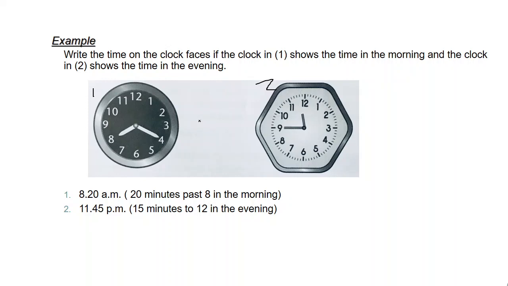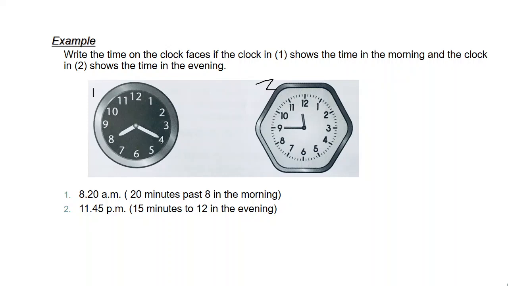So we need to write down the time now in numerals and in words. For number 1, the long hand shows the minutes, if you can remember, don't forget. Then the short hand shows the hour. If the long hand is pointing at 4, you start from 12 and count in fives: 5 minutes, 10 minutes, 15 minutes, then 20 minutes. That is 20 minutes past.